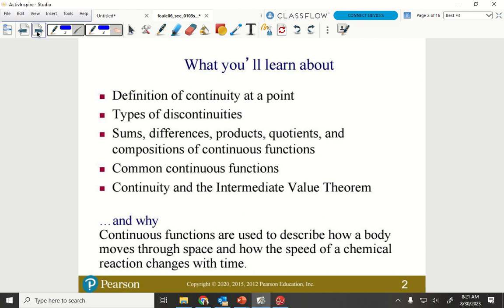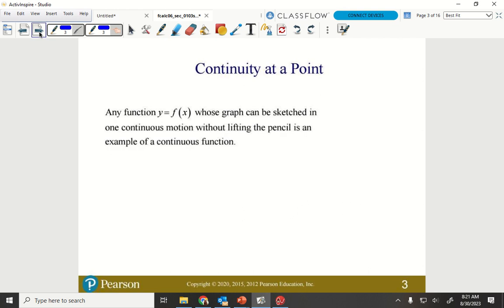Anyway, but no. Okay, so continuity at a point, types of discontinuity, sums, differences, all that other good stuff. Continuity at a point. Any function whose graph can be sketched in one continuous motion without lifting your pencil is an example of a continuous function. Or, how about this? A roller coaster with no holes. No jump in the tracks. Okay? Think of it like that, always.